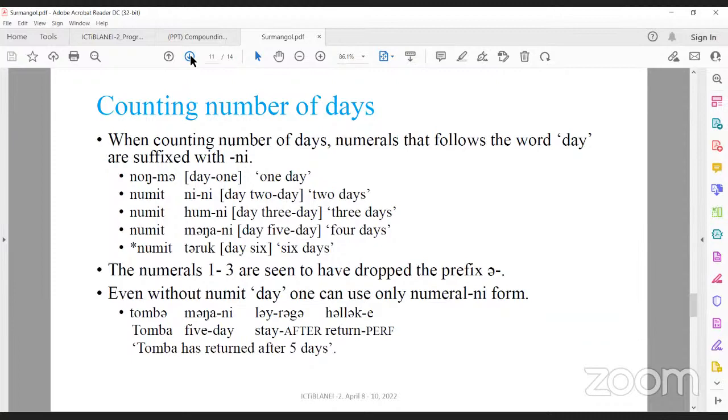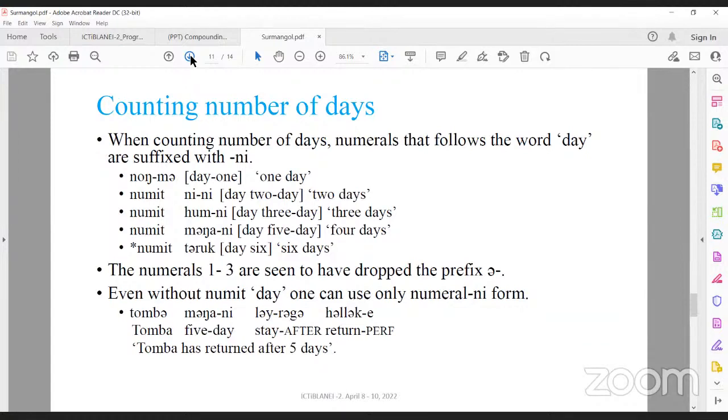It's something maybe different from the earlier data. So when counting number of days, numerals that follow the word day are suffixed with, particularly, ni. Here I gloss ni as day, but I'm not sure what the exact closest gloss would be. So I put it as for timing, as a day only. So noma we don't use. Noma is long as day and one, noma one day.